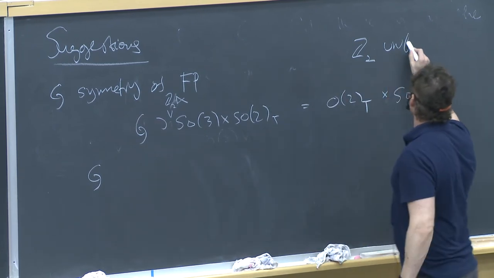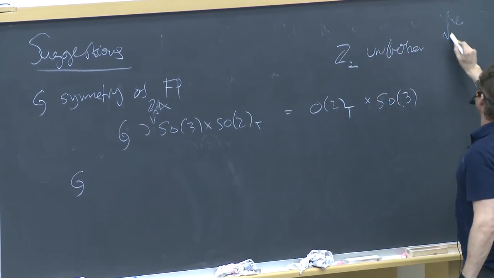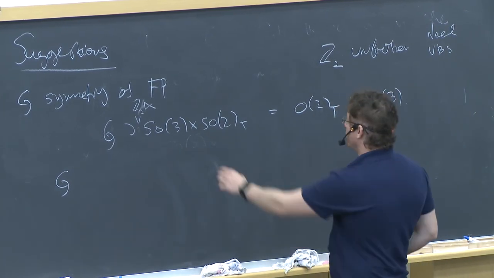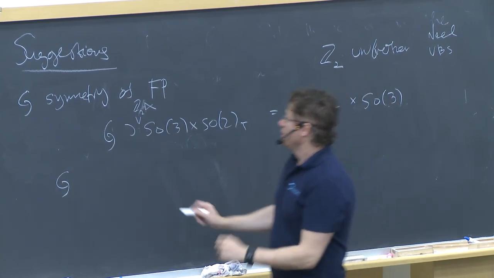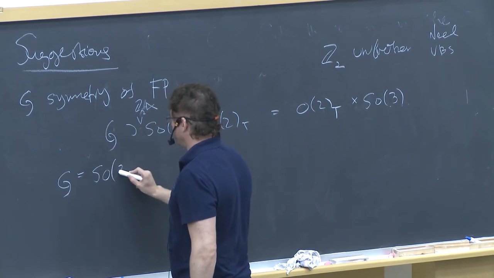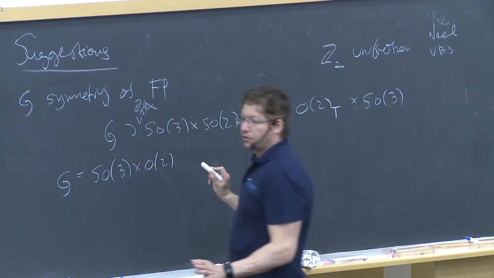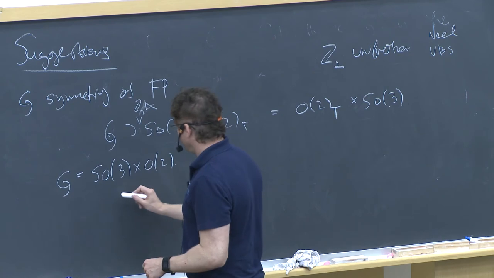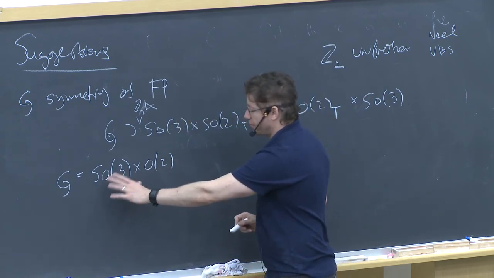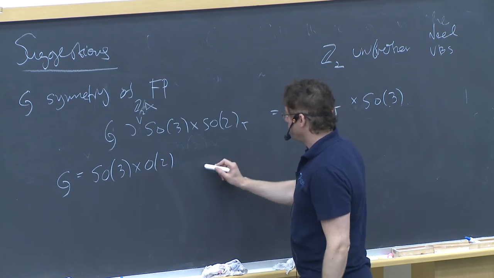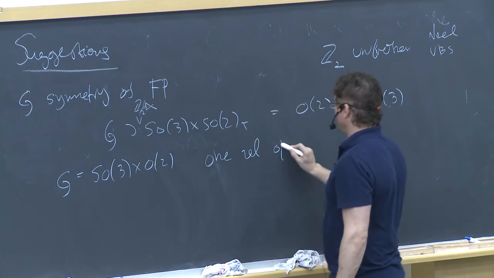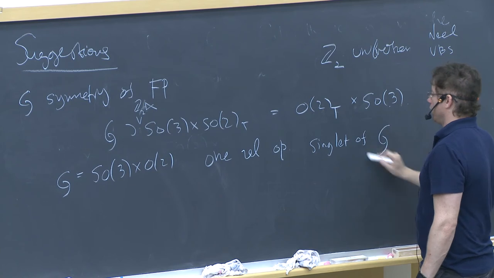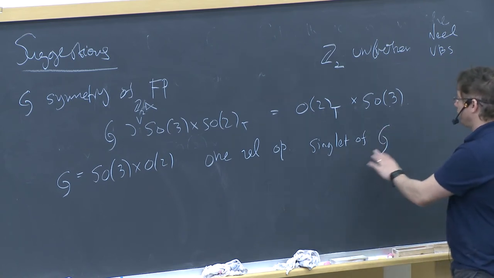And this Z2 is unbroken, both in the Néel and also in the VBS. So it's not very important. The broken things are the SL3 and the SL2, respectively. So the first step is, let's assume that G is really just SL3 times O2. Let's assume that this is true. Then we expect that this model, in addition to the obvious currents for SL3 and SO2, would have one relevant operator, which is a singlet of G. So we know that there is at least one relevant operator, which is a singlet of G.